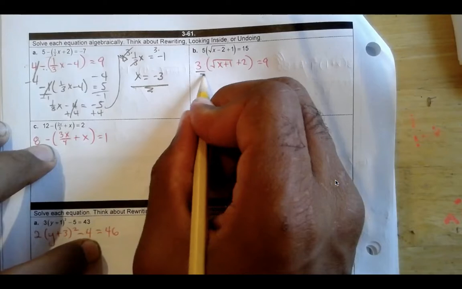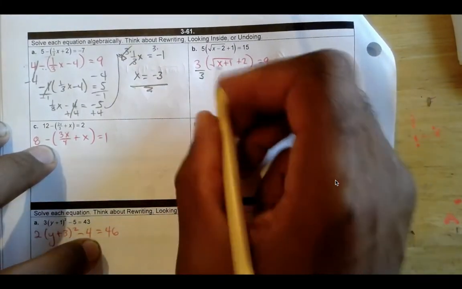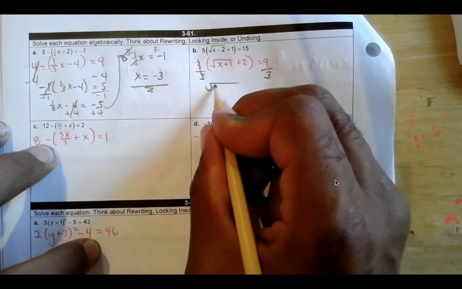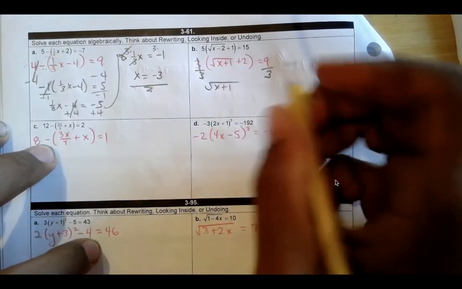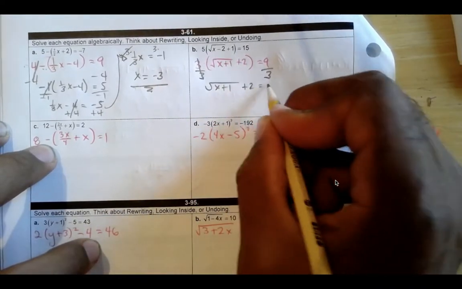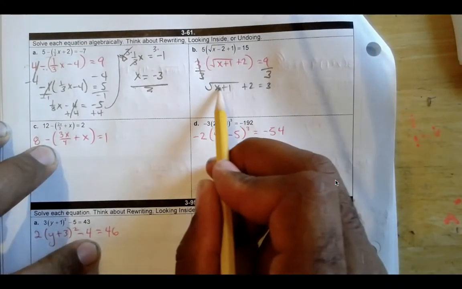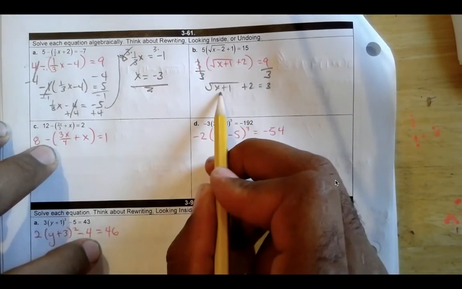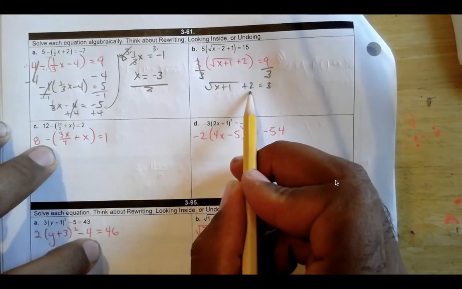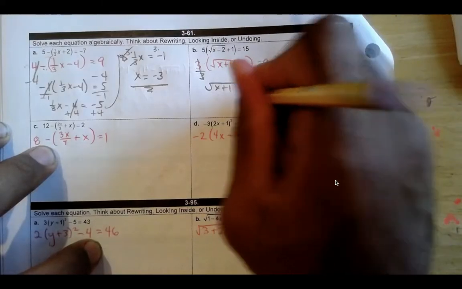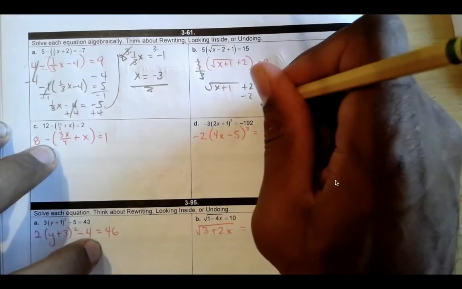First, I got a 3, so I divide that both sides. And then I end up with radical, or square root of x plus 1 plus 2 equals 3. Now I've got a radical to deal with this time. First it was parentheses, now I got a radical, and outside of the radical I have this plus 2, so subtract that from both sides.